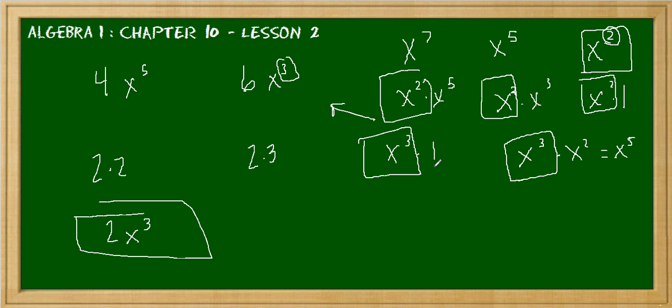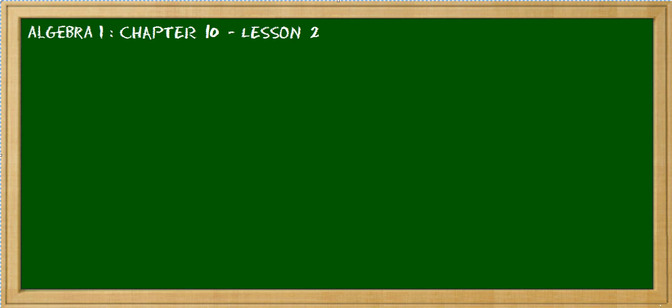I'm going to clean up my board and let's go ahead and take a look at these examples. It says find the greatest common factor of 3x cubed and 7x to the 7th power. Okay, so we can do just like what they did there, and they put 3x cubed, and that's going to be equal to 3 times x times x times x, and then we have 7x to the 7th.